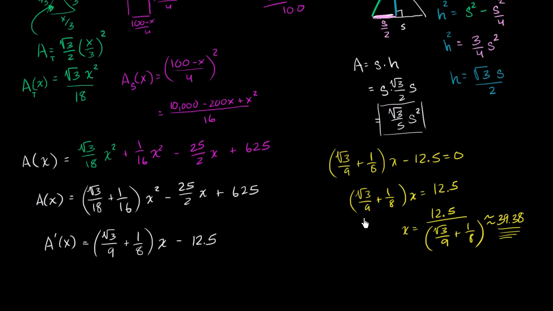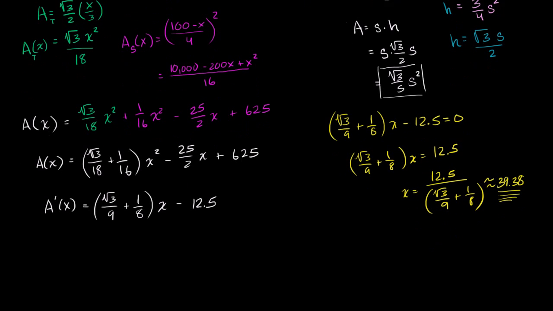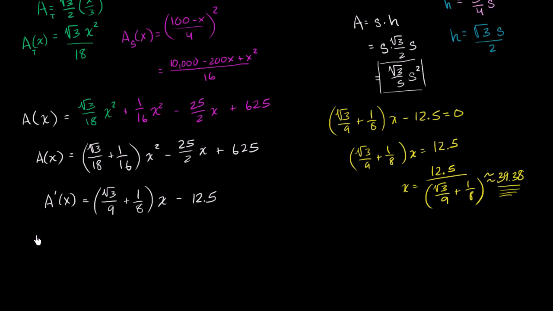Now, we don't know if this is a minimum point or a maximum point. We could try to test it out, et cetera. We could graph it. But the easiest way to do it analytically is to just do the second derivative test. Is our function concave upwards or concave downwards, or neither at this point right over here? So let's take our second derivative. So the second derivative, which I will do in blue, the second derivative of our area as a function of x is just going to be equal to this stuff. Square root of 3 over 9 plus 1/8.